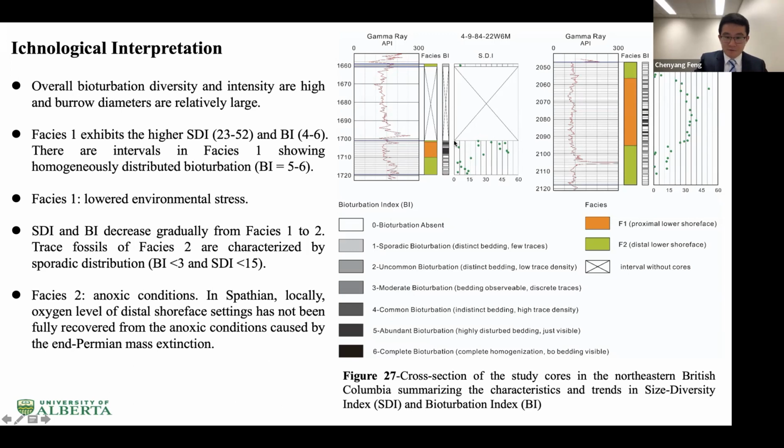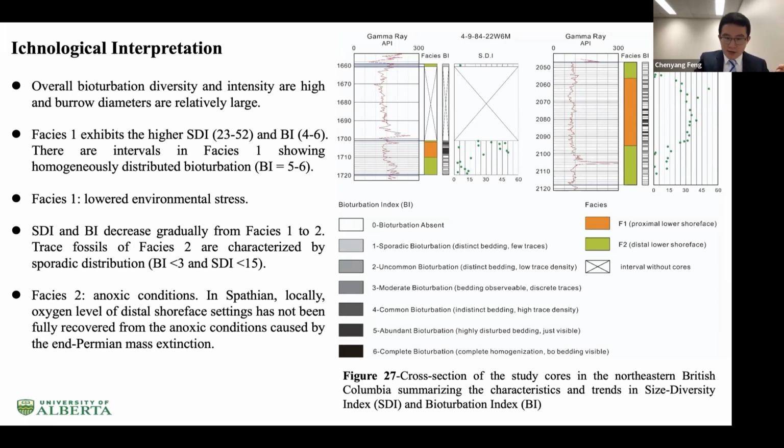And as I mentioned before, there are even some intervals showing homogeneously distributed bioturbation. So it implies there was a lowered environmental stress during the deposition of facies 1. The SDI and the BI decreased gradually from the lower facies 1 to facies 2. And facies 2 is characterized by sporadic distribution of trace fossils with very low BI and SDI.